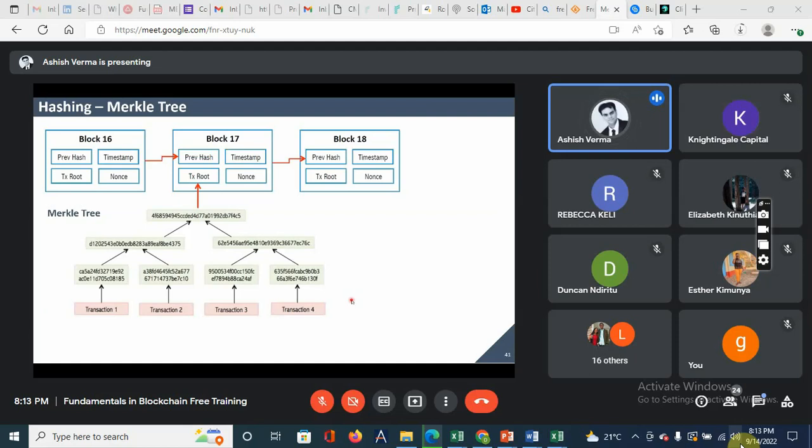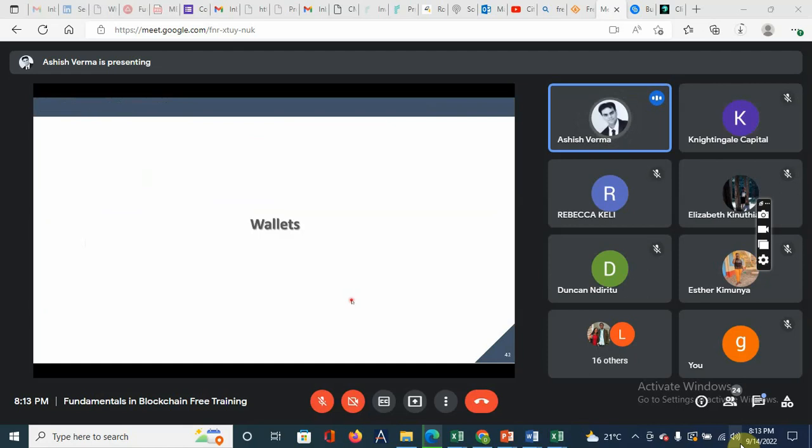This is about the Merkle tree or the Merkle root, which is being put into the block. Then there is another concept called wallets. So you must have heard about people saving their Bitcoin or Ethereum on a wallet. So let's understand some more about it.